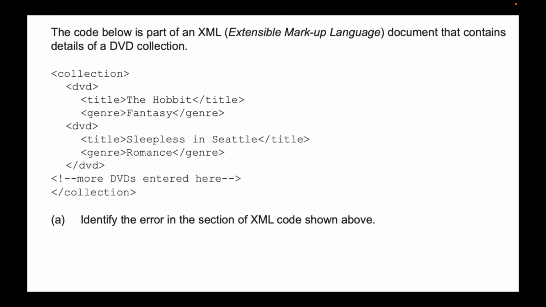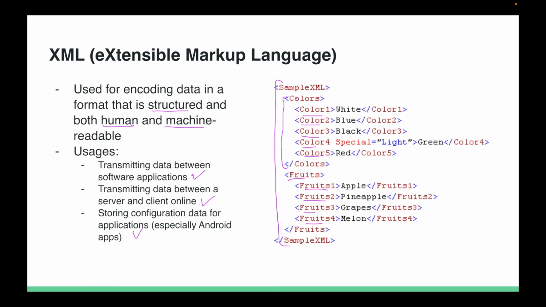Now, here's an example of an IB question involving XML. This is a snippet of XML that contains details of a DVD collection. Identify the error in the section of XML code shown above. Remember that XML is largely structured in a similar way to HTML because they're both markup languages. Right here we had opening and closing tags: we had colors, and we had colors with the backslash as well. And then we had different elements within a larger element, this being the larger element, these being smaller elements.